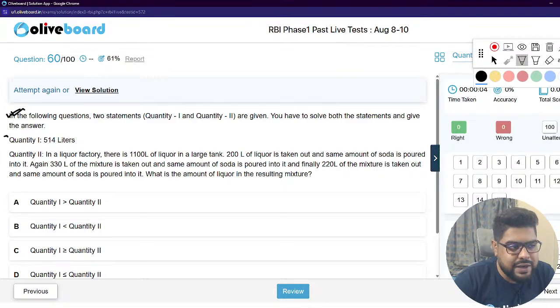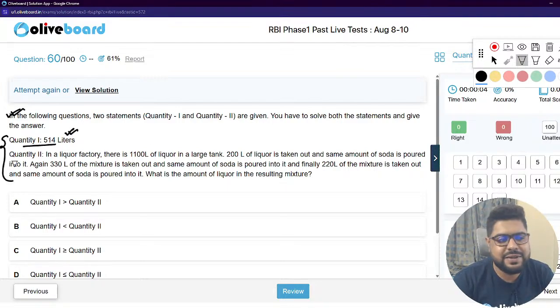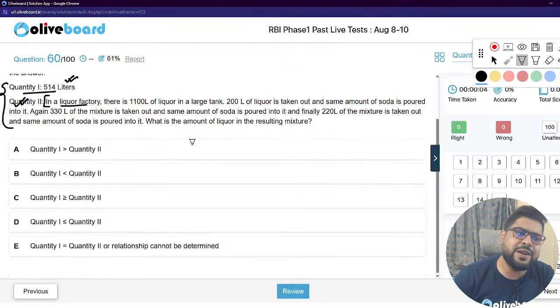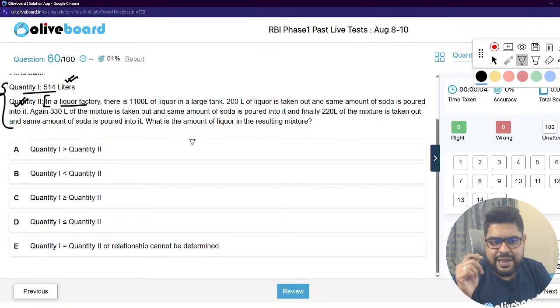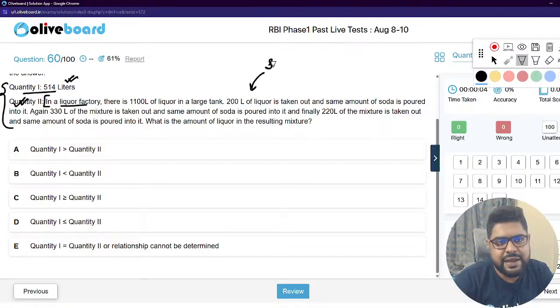There are two quantities. Quantity 1 is directly given, so I don't need to worry. Quantity 2, I can see this is a replacement question. You can go in two different ways: you can do it manually or using the formula. But it is a very simple replacement.